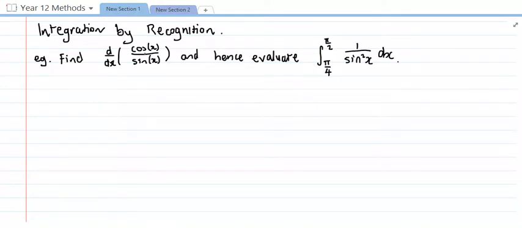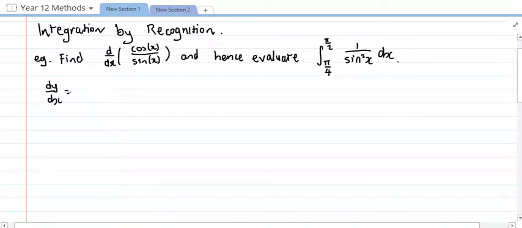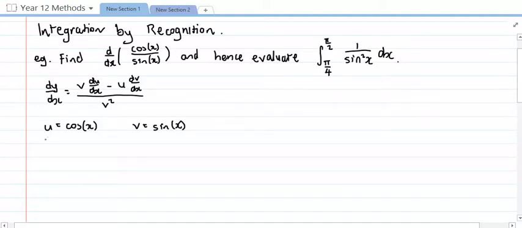Now, to differentiate this, I've got a function divided by a function, so I need to use the quotient rule. So I'm just going to write that down. dy/dx is equal to v du/dx minus u dv/dx, and then divide it all by v squared. Now in this case, u is equal to cos x, and v is equal to sin x. So when we differentiate these, du/dx should be negative sin x, and dv/dx should just be cos x.